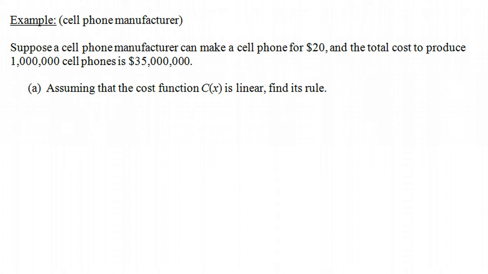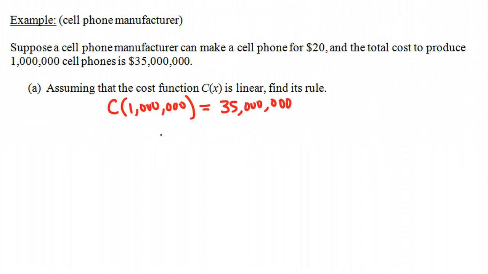In part A, assuming that the cost function c of x is linear, find its rule, or find the formula for c of x. One thing that we're given in this problem is that c of 1,000,000, the cost to produce 1,000,000 cell phones, is $35 million. So c of 1,000,000 is 35 million.